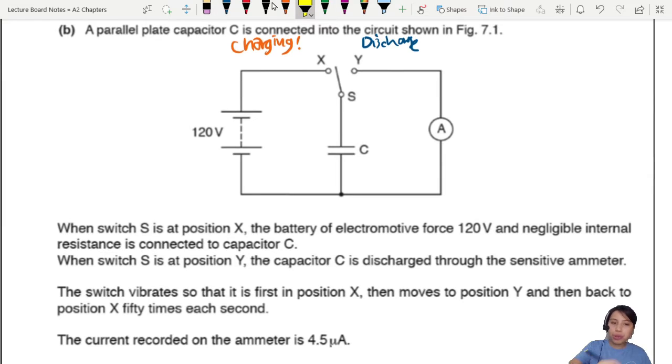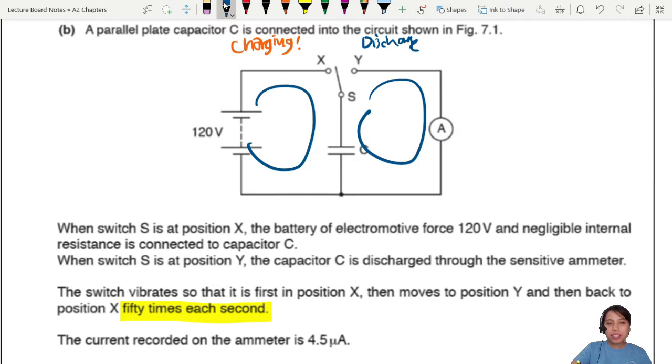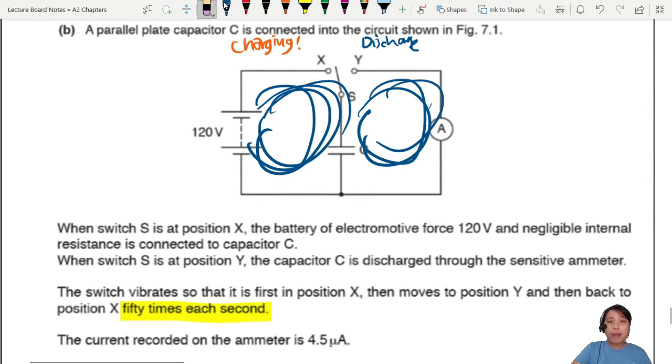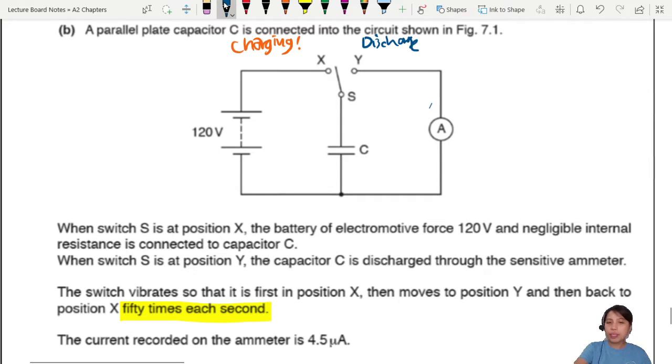Let's see what we're supposed to do here. The switch vibrates. So there is X, then Y, then back to X, 50 times each second. So it'll be like X, Y, X, Y, X, Y, X, Y. What the capacitor will do is charge, discharge, charge, discharge, charge, discharge, 50 times per second.